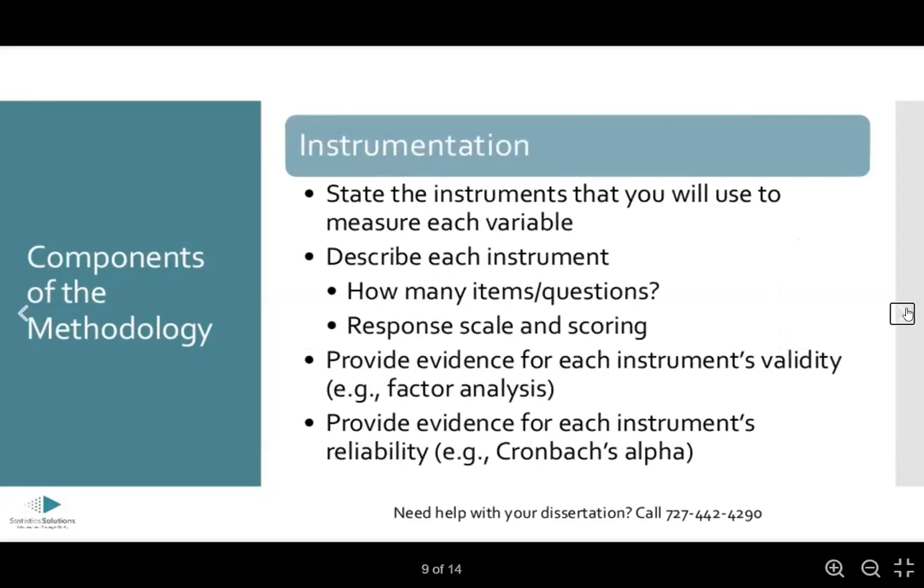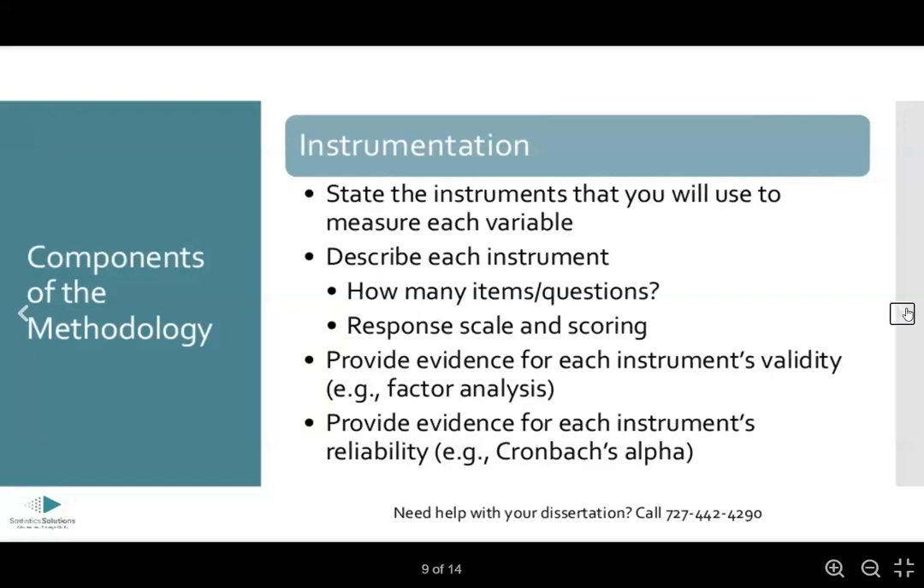And then the next section is going to be instrumentation. Here is where you will lay out and describe each instrument that you're going to use to measure different variables in your study. So by the end of the instrumentation section, you should have described every single instrument that's going to be used in relation to your research question. So each variable that's mentioned or listed in your research question should have some type of instrument to measure it.